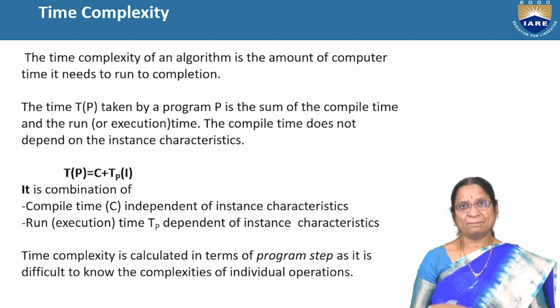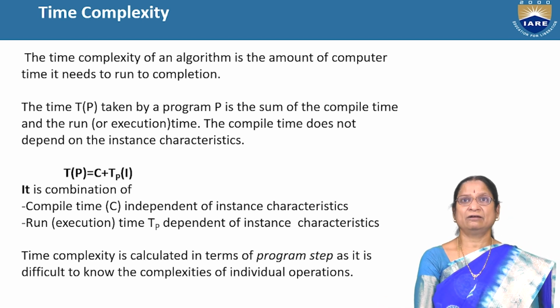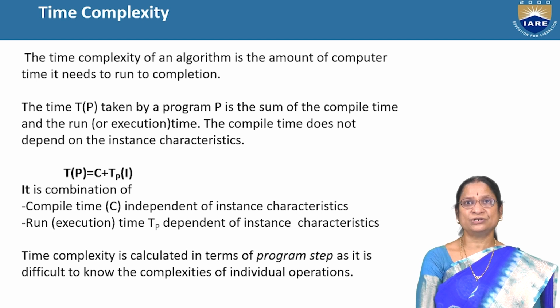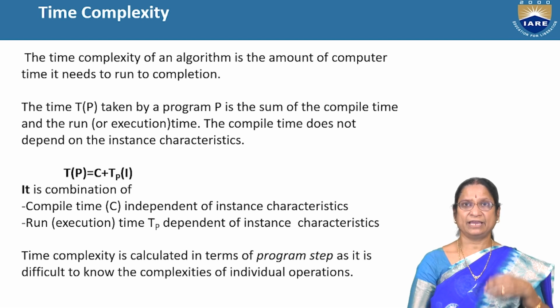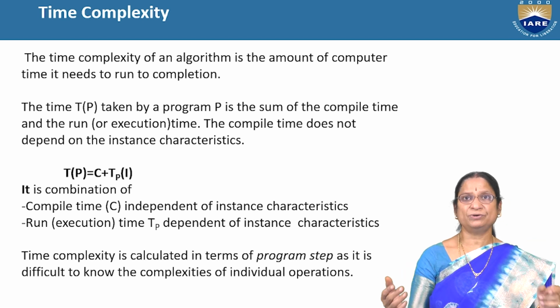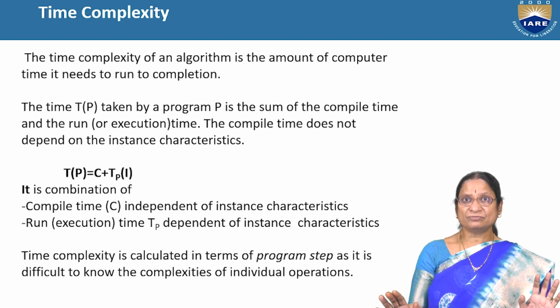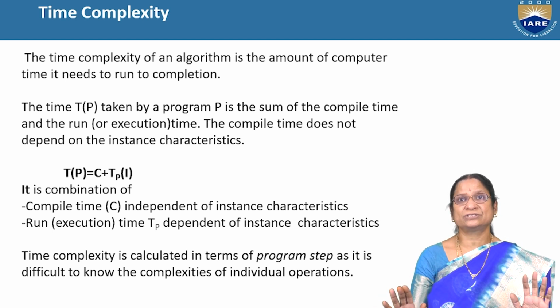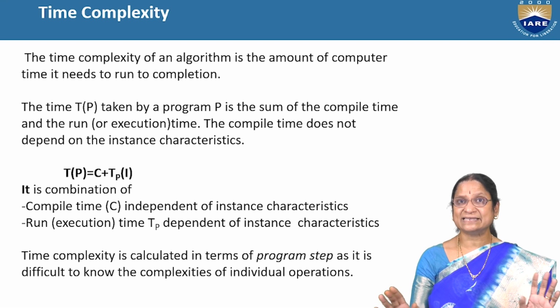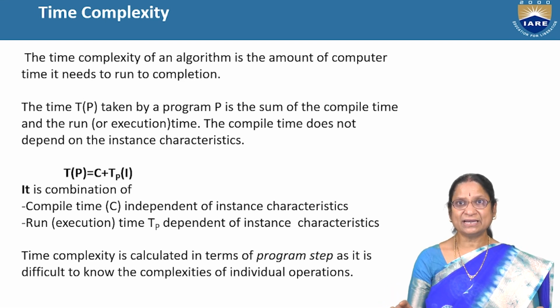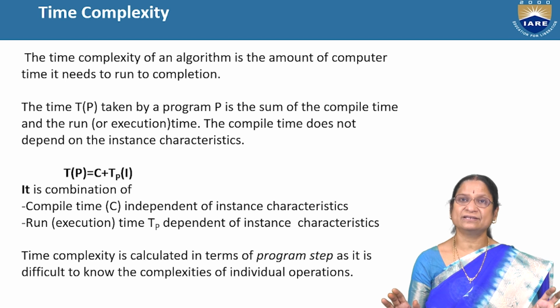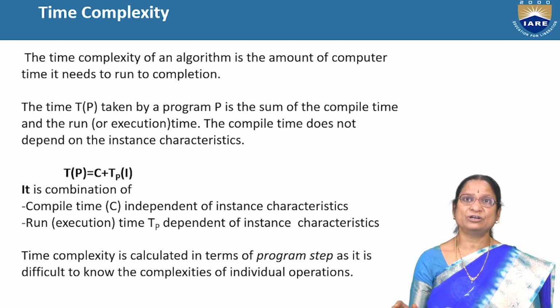Why? Because what is compilation? Converting our programming language into a machine level language. So n steps are there, and we have to convert those n steps anytime. For example, if our input size keeps on changing, irrespective of the input size, the number of instructions to be compiled is the same actually. So compilation time is considered fixed and execution time is variable.